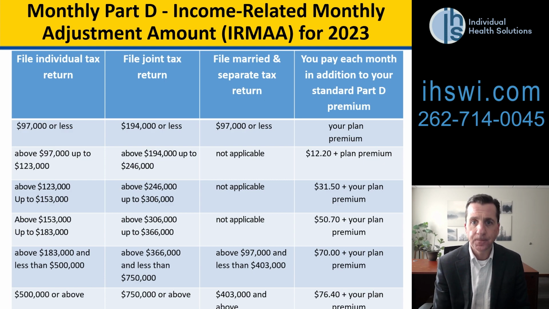prescription coverage. So the point is that if the income levels are higher than $194,000 for a couple filing joint tax return, there will be higher premiums for not only Part B, but an added surcharge on top of their ordinary prescription coverage.